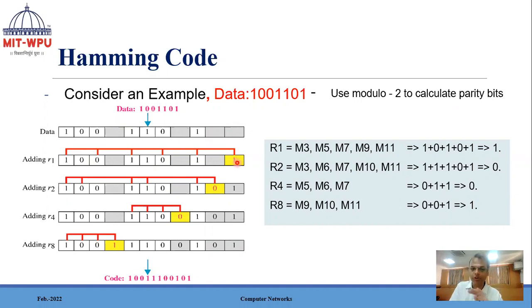Okay, now forget about P1. Here it is given as R1. So in multiple books, you'll find different nomenclature. The concept is the same.